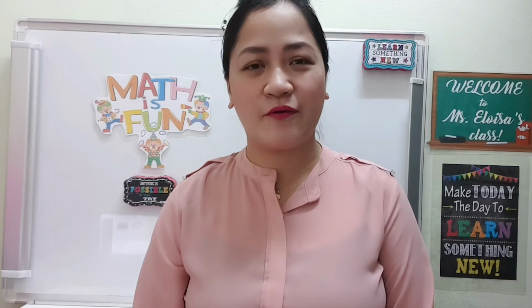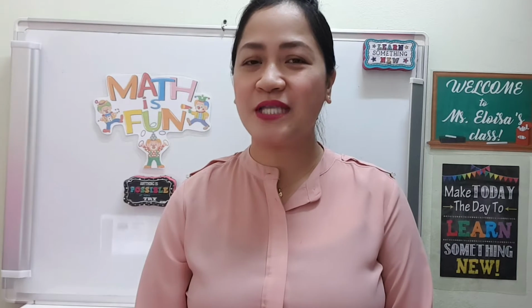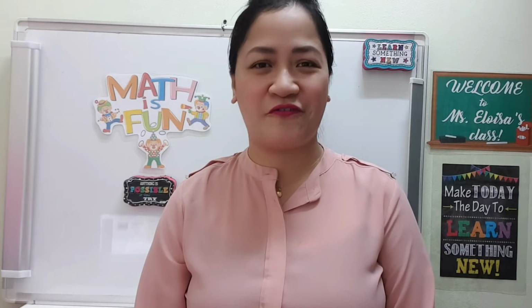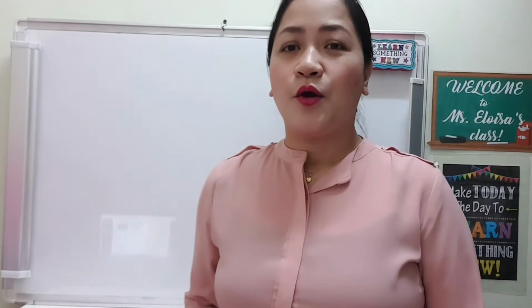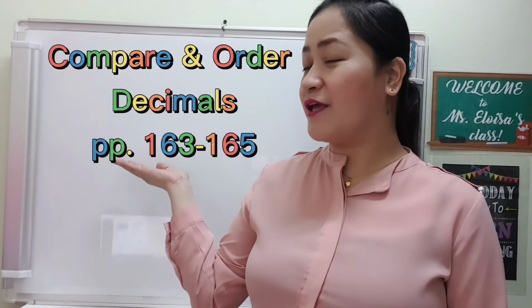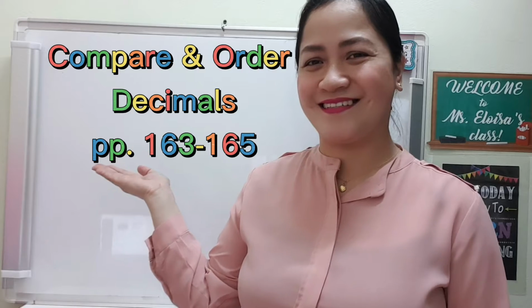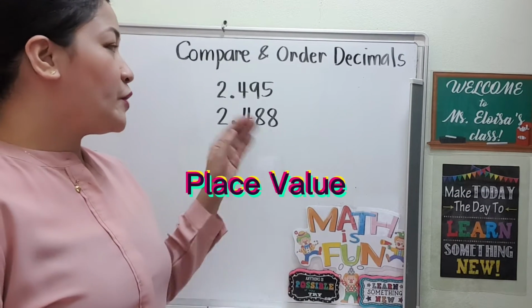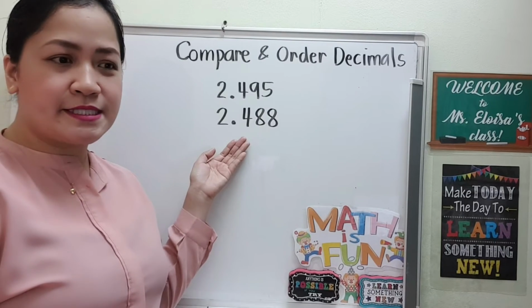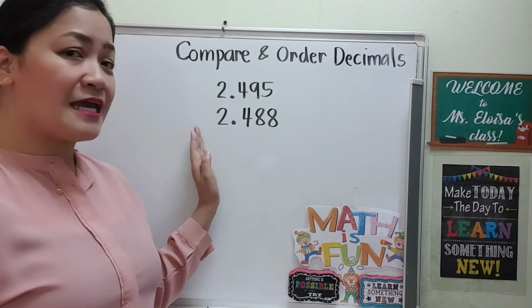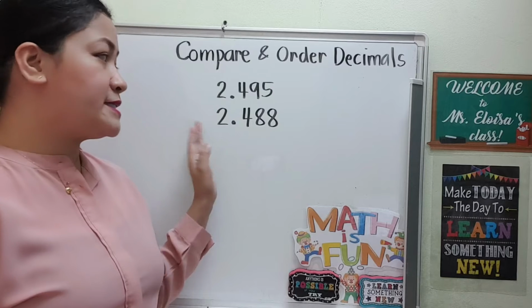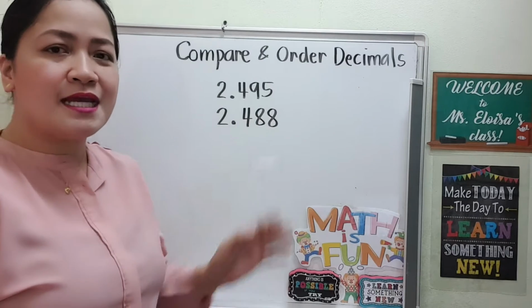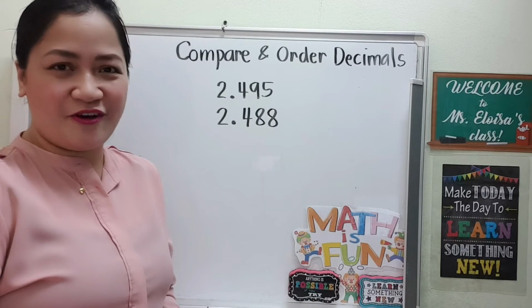We are now on our term 2, and for today, we will discuss our first lesson. We will have compare and order decimals. One way to do this is to use place value. So you are going to line up the decimal points and then start from the left, compare the digits in each place value position until the digits are different.